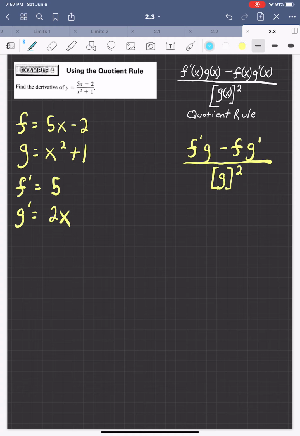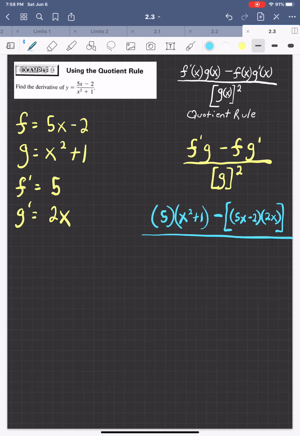We have all the work done. Let's put everything in the right spot. So f prime is 5 times g, which is x squared plus 1, minus, now at this stage I would suggest that you go ahead and put some brackets, right? You want to make sure you subtract all of f times g prime. You don't want to lose any negative symbols, in other words. All right, so f would be 5x minus 2, and g prime would be 2x.